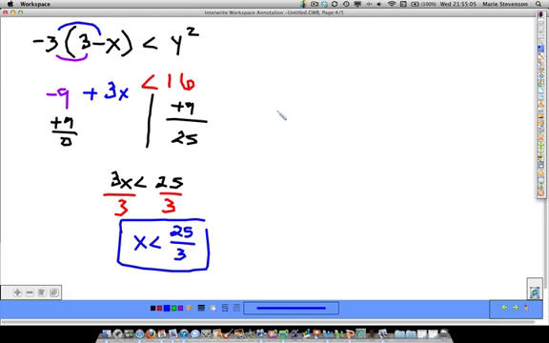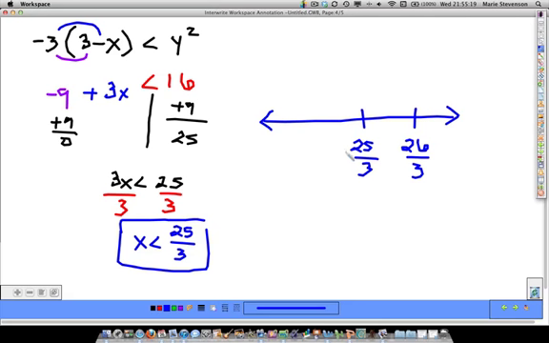Now you're probably wondering, well, Miss Stevenson, how are we going to do our number line? Well, watch what I do here. I'm going to put 25 thirds in the middle. So if I go up one more, I'm going to get 26 thirds. If I go to the left down one, I get 24 thirds. Okay? It's less than, so it's an open circle, and it goes to the left. All right, so far? Okay, we got one more.